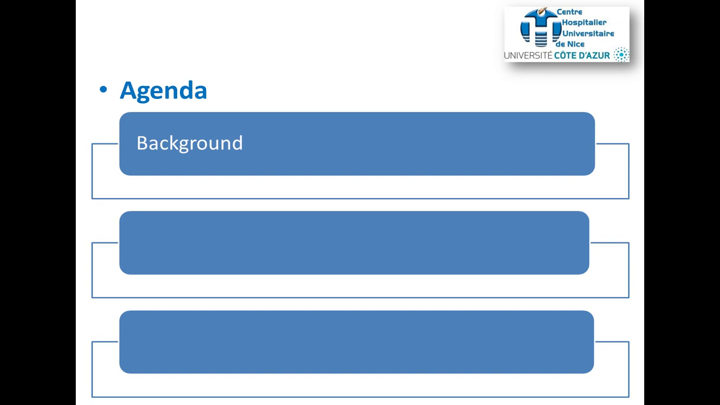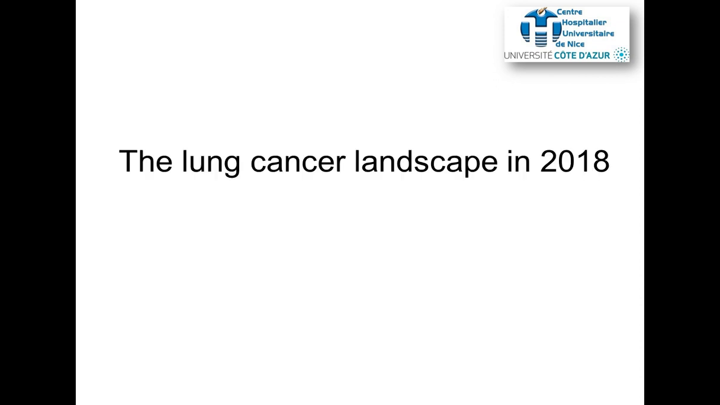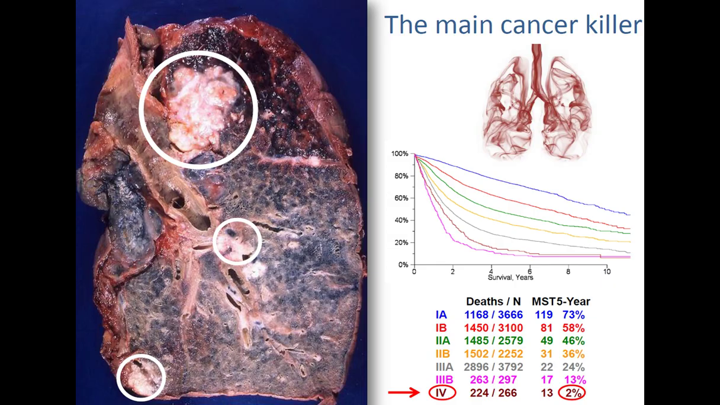So in introduction, I would like to stress some global points concerning lung cancer in 2018. And indeed, it's important to keep in mind what is the lung cancer landscape in 2018. It's well known that lung cancer is still the main cancer killer worldwide, and despite new promising therapeutic strategies, the prognosis of late stage lung carcinoma is very bad, with an overall survival of less than 2% of the population 5 years after the initial diagnosis.